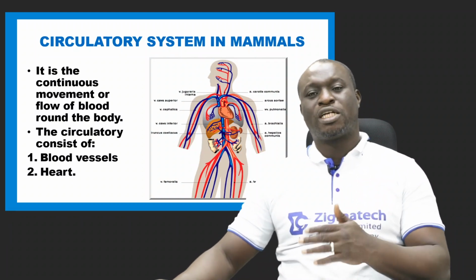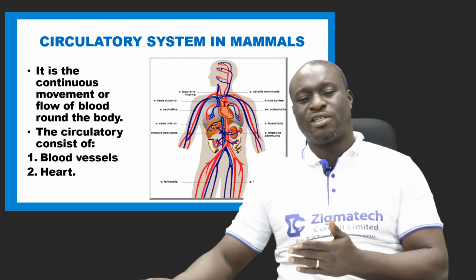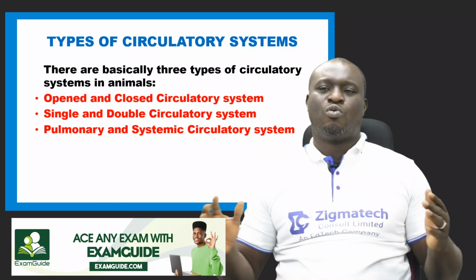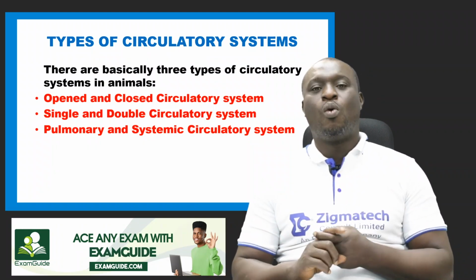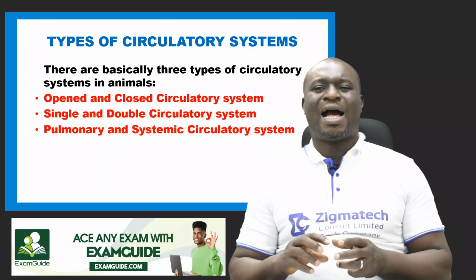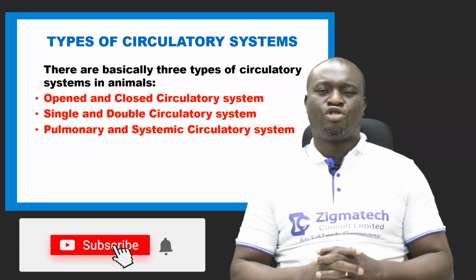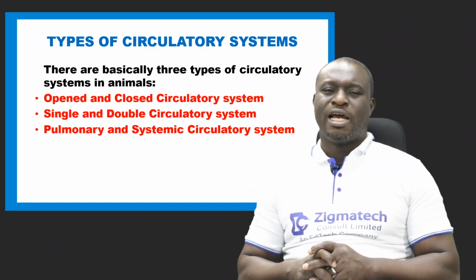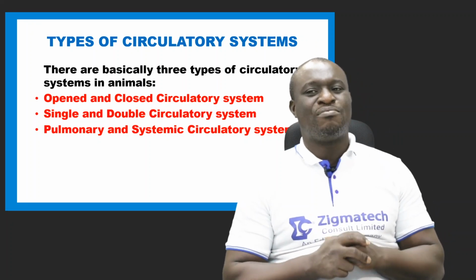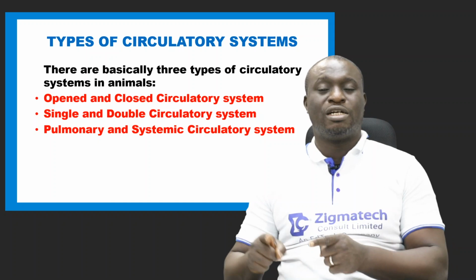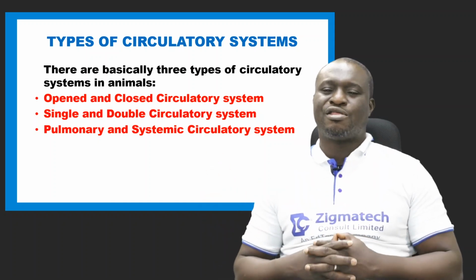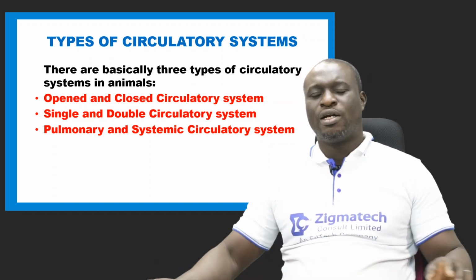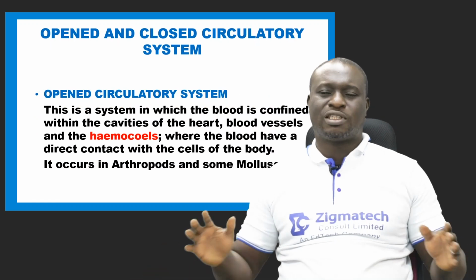We've just looked at what makes up the circulatory system. We said it's the blood vessels and the heart, but we have different types of circulatory system. Now, we have three main types of circulatory system. Number 1 is called open and closed circulatory system. Number 2 is called single and double circulatory system. And number 3 is called pulmonary and systemic circulation, or you can call it circulatory system. These are the three main types of circulatory system. Now, we will be starting with the first one, which is called open and closed circulatory system.